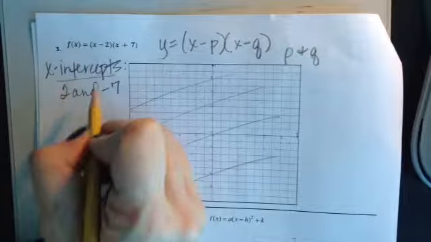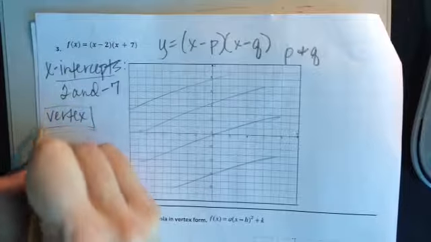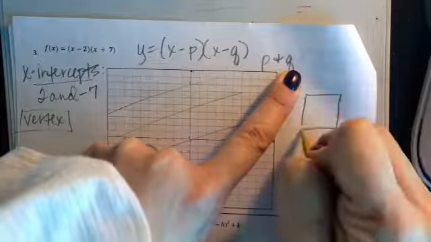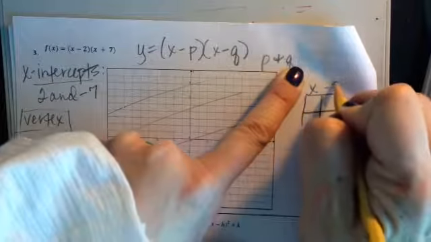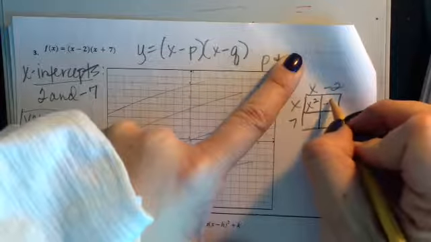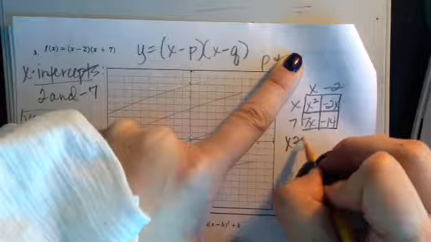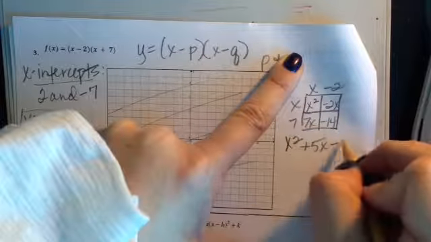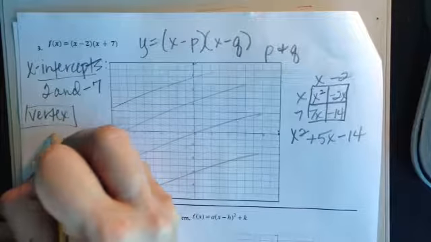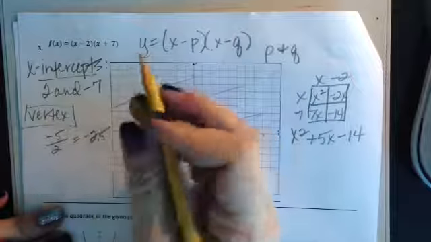I'd ask you to also find the vertex. In order to find the vertex, there are a couple of ways we can go about this. I'd like to see you multiplying the binomials x minus 2 and x plus 7 together to put it into standard form. Negative 2x, 7x, minus 14: x squared plus 5x minus 14. The vertex is going to be at negative 5 over 2. Negative 2.5 is the x value.